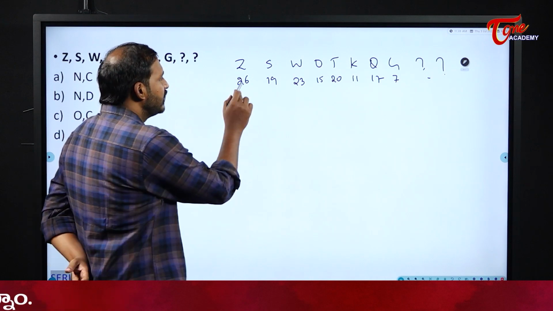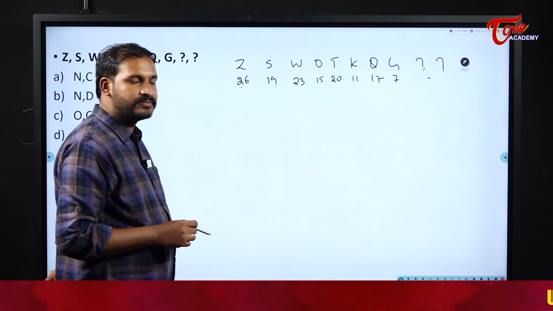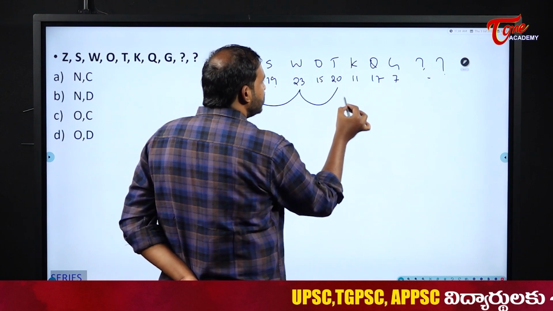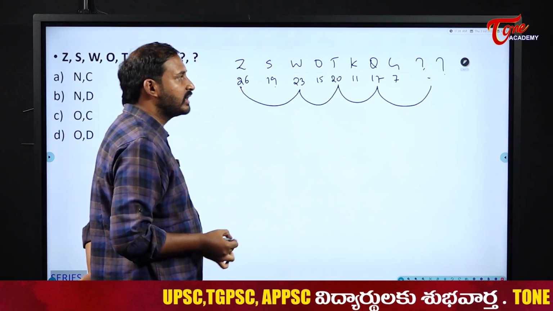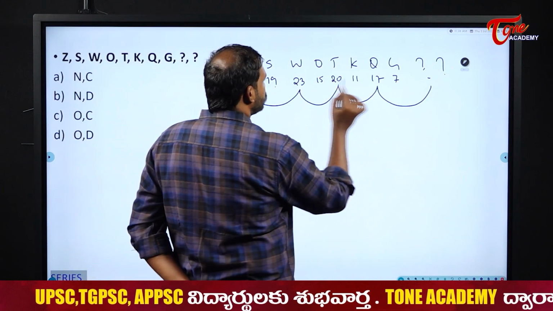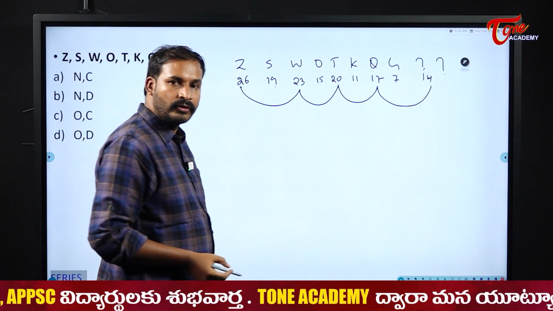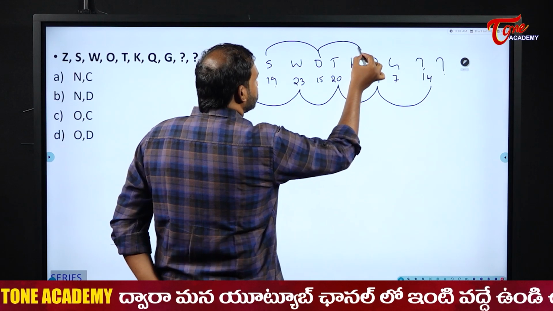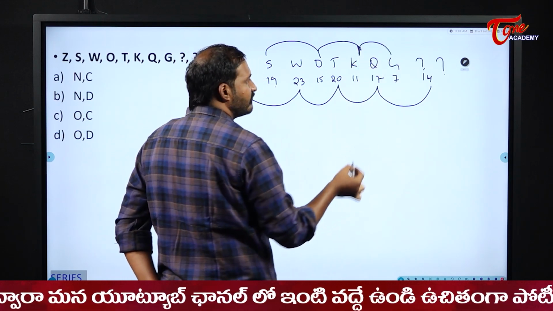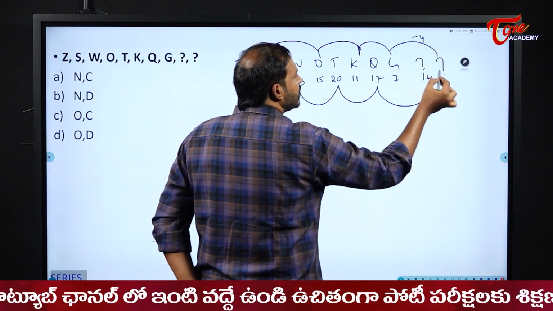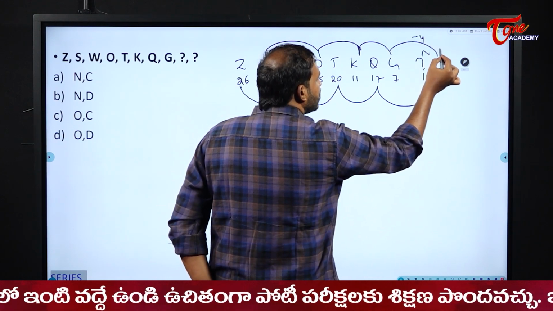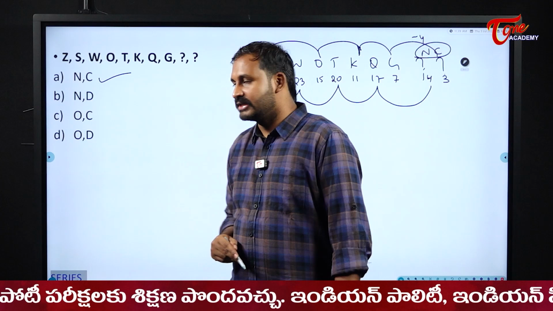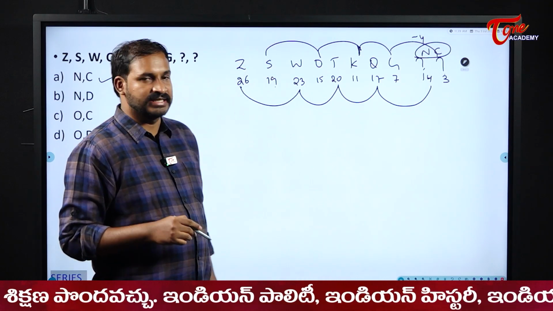Okay, that is one thing. And next, see here, increasing, decreasing, increasing, decreasing. By observation, here I have 2 series, right? 26, 23, 20, 17. What comes next? The order is also very, very important, students. So 14. Next, S to O minus 4, O to K minus 4, K to 7 minus 4. Next, minus 4. 7 minus 4 becomes 3. So our answer here becomes N and C. N comma C will be our answer in this case.